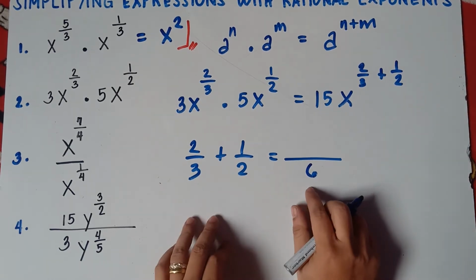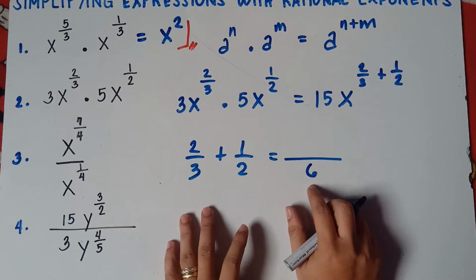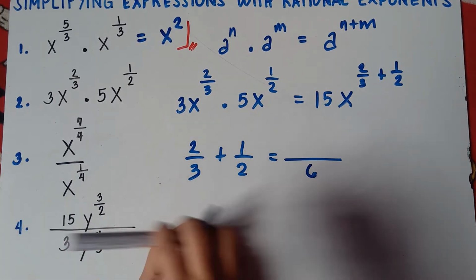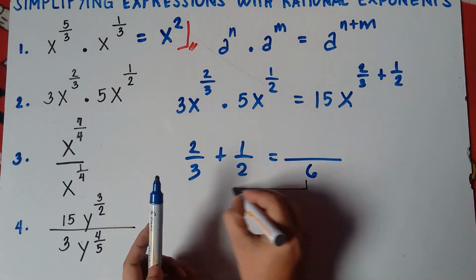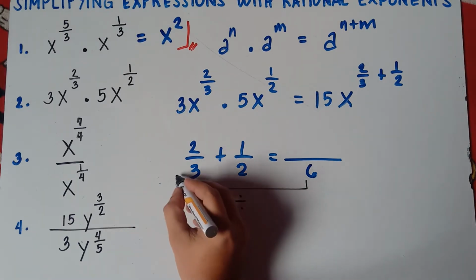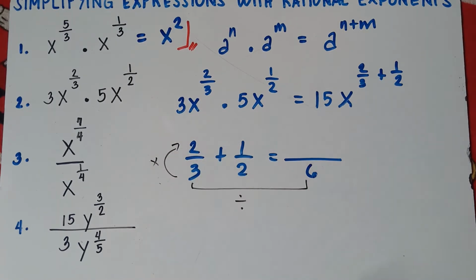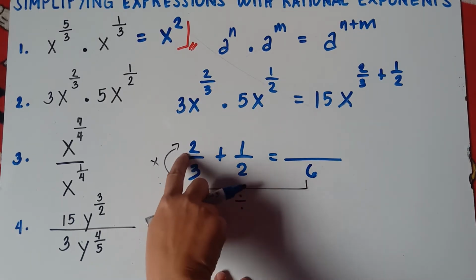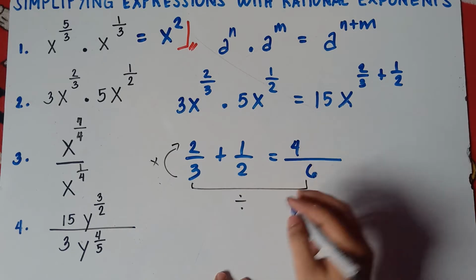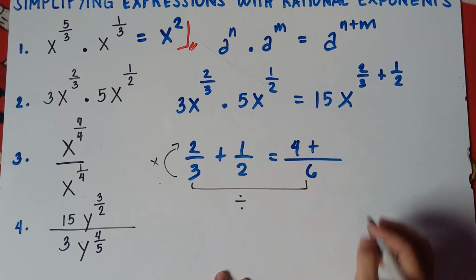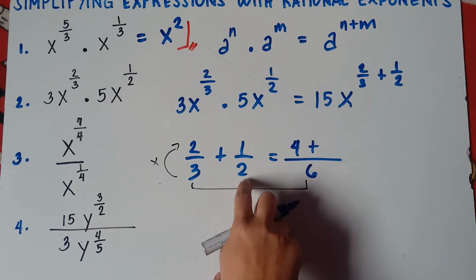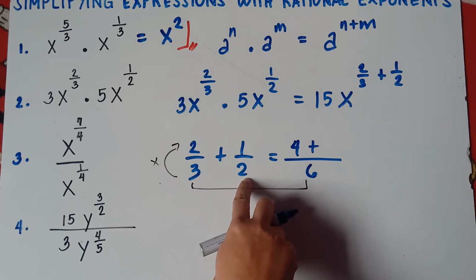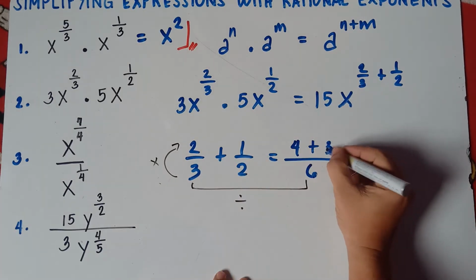So this will be the thing that we will do to answer this one. You divide, so you divide 6 divided by 3, then you multiply it by 2. So 6 divided by 3, that is 2, times 2, that is 4. Then you copy the plus sign. Then once again, do it here. On the next fraction, 6 divided by 2, that is 3, times 1, that is 3.